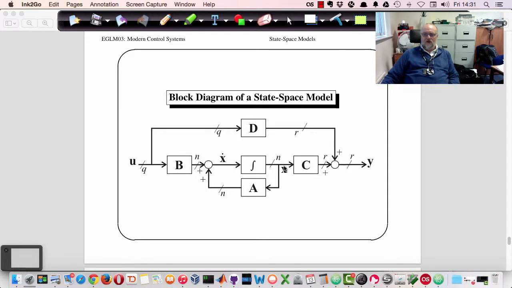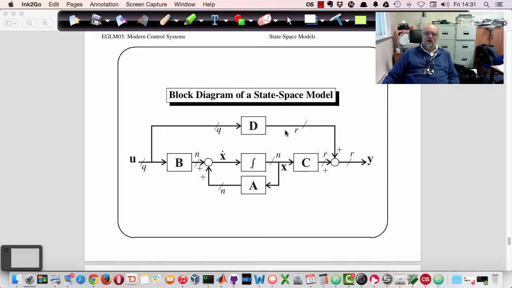And then the output equation, this matrix takes the states, combines them in a way that is relevant to the system, and then we've got a similar matrix which feeds forward the u inputs to the output. So this y is Cx plus Du.